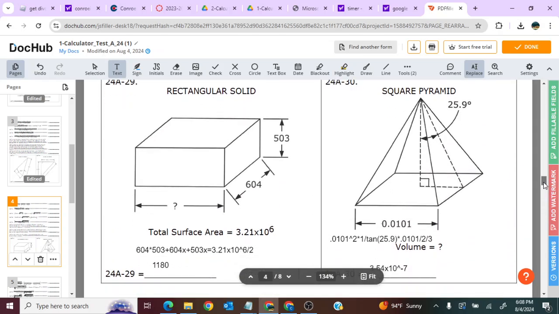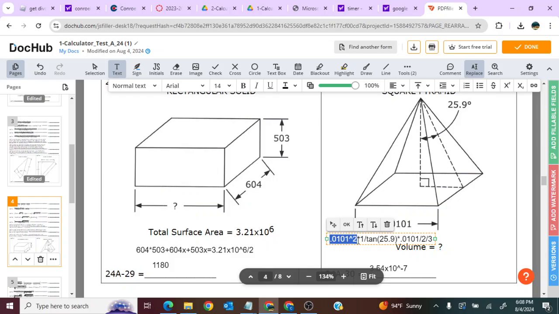Okay, now we have the volume of a square pyramid. A pyramid is the base area times the height over 3. So the square area on the bottom is 0.0101 squared. This height is going to be cotangent of 29.5 times this length right here, which is going to be 0.10101, etc., divided by 2. And I believe that should get you like 0.8 or something?